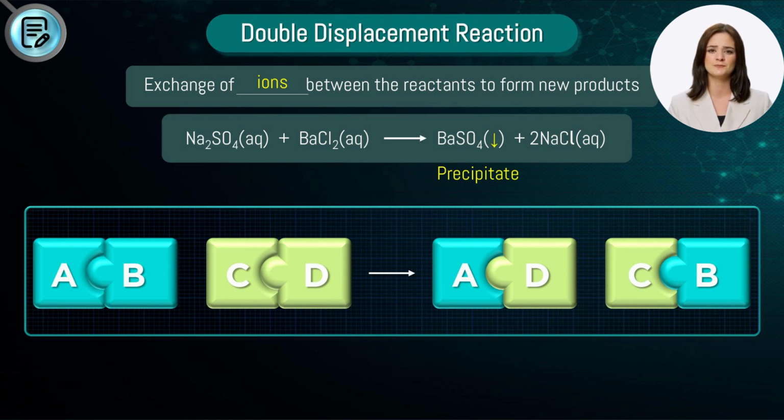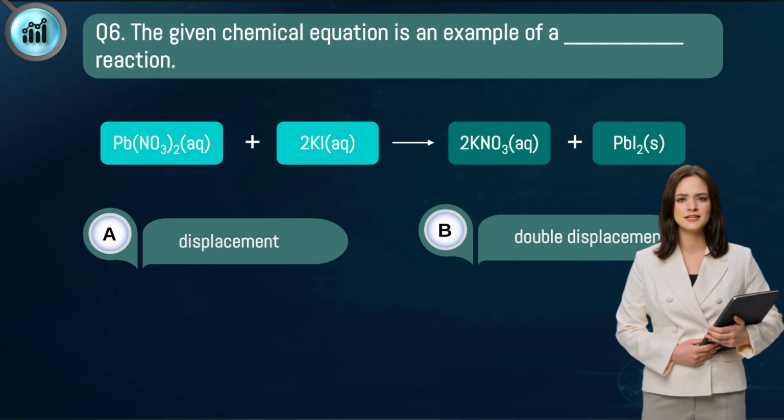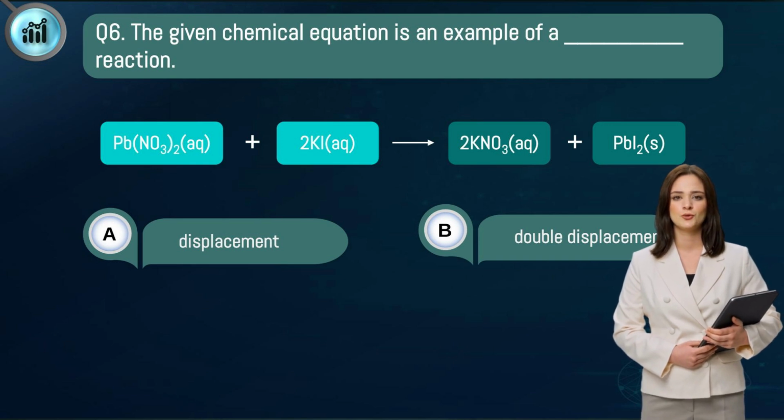So the reaction can be represented as Na2SO4 plus BaCl2 gives BaSO4 plus 2NaCl. This reaction clearly shows how two compounds exchange their ions, resulting in the formation of entirely new products. A question is coming up on the next slide. A given chemical equation is an example of which type of reaction? Pause and answer the question.